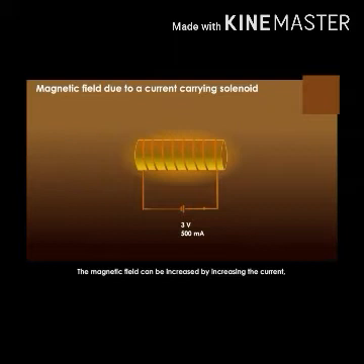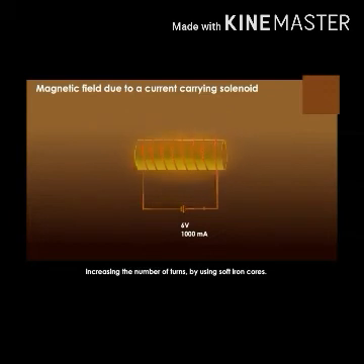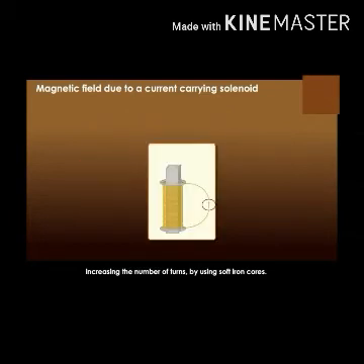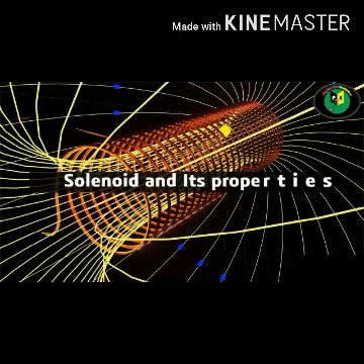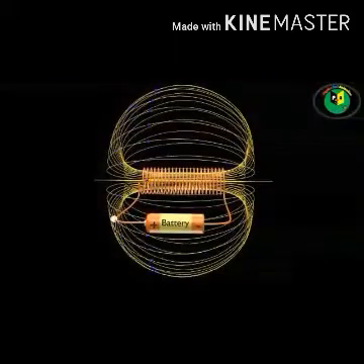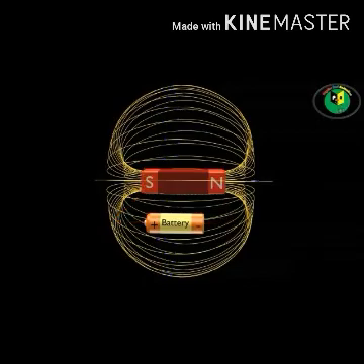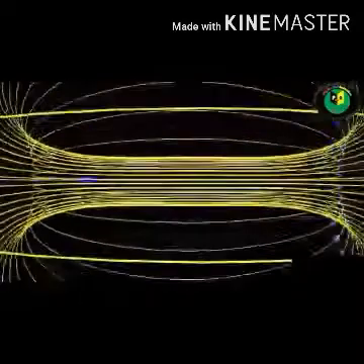The magnetic field can be increased by first increasing the current, second increasing the number of turns, and third by using soft iron bar cores. Students, always remember, if you pass an electric current through the wire, a magnetic field is created as shown. The pattern of the magnetic field is similar to a bar magnet. The magnetic lines are almost parallel inside the solenoid, directed from south pole to north pole.